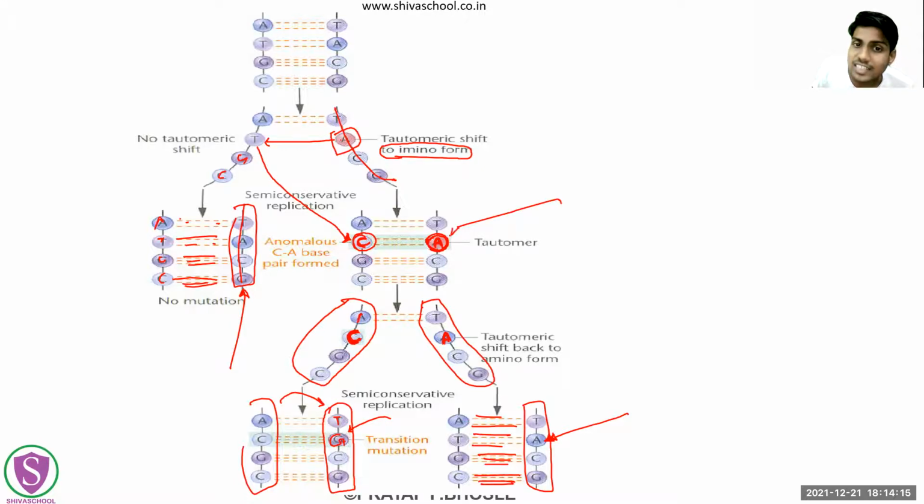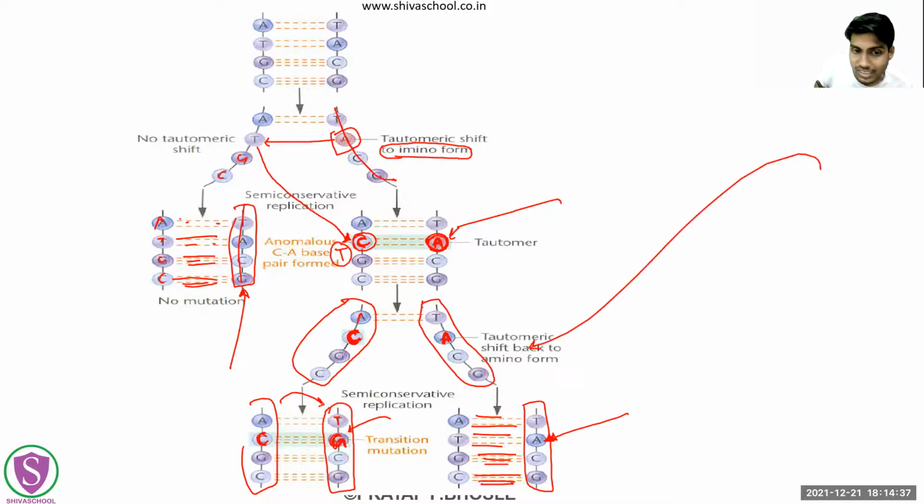When this adenine gets converted into the tautomeric form, because of that problem, instead of thymine, cytosine has been added. Now, when cytosine has been added at this location, what is added in complement to that cytosine? Guanine has been added into this newly synthesized DNA strand. So this is the effect of the tautomeric shift.